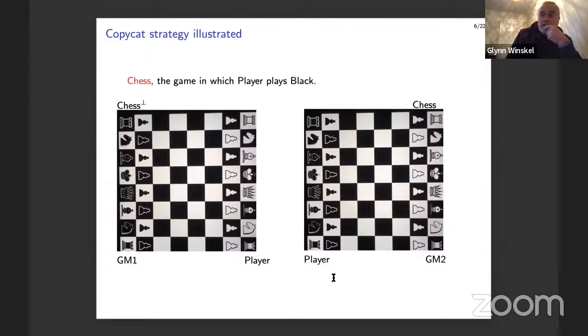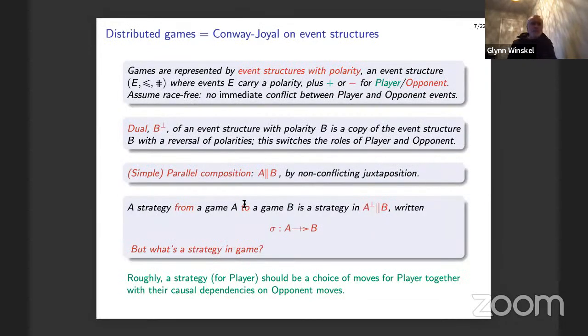So he waits for opponent making a white move over on the right-hand side game, then makes the corresponding white move in the left-hand side game, and then waits for the black move and so on, and then copies it over. So basically it has dependencies on moves from left to right and right to left, which give the copycat strategy. So the idea is to take this Conway-Joyal method of constructing a category and start out by replacing the usual game trees by event structures, but event structures in which the events represent moves of player or opponent. So the events are accompanied by a polarity, plus or minus, to indicate whether they're moves of player or opponent.